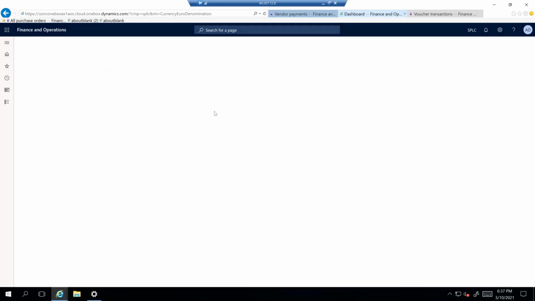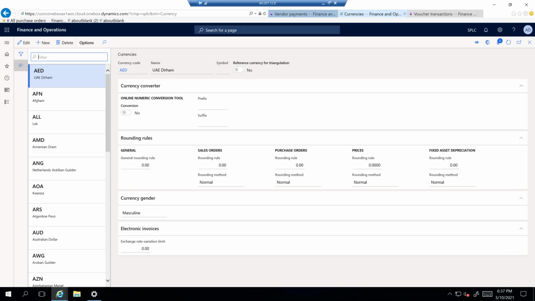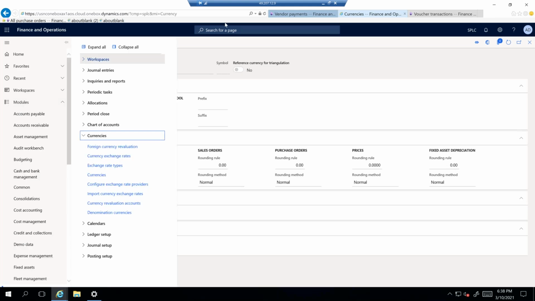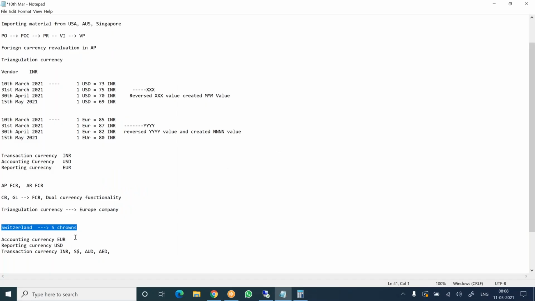See, currencies is global. Correct. Currencies is global. So here this currency, foreign currency revaluation, triangulation currency references will be enabled for all legal entities. It will be all legal entities. So if you want to use this one, as I told you, suppose your companies are following Swiss crowns, SCK, and euros as this one, then they don't need this triangulation currency functionality at all.